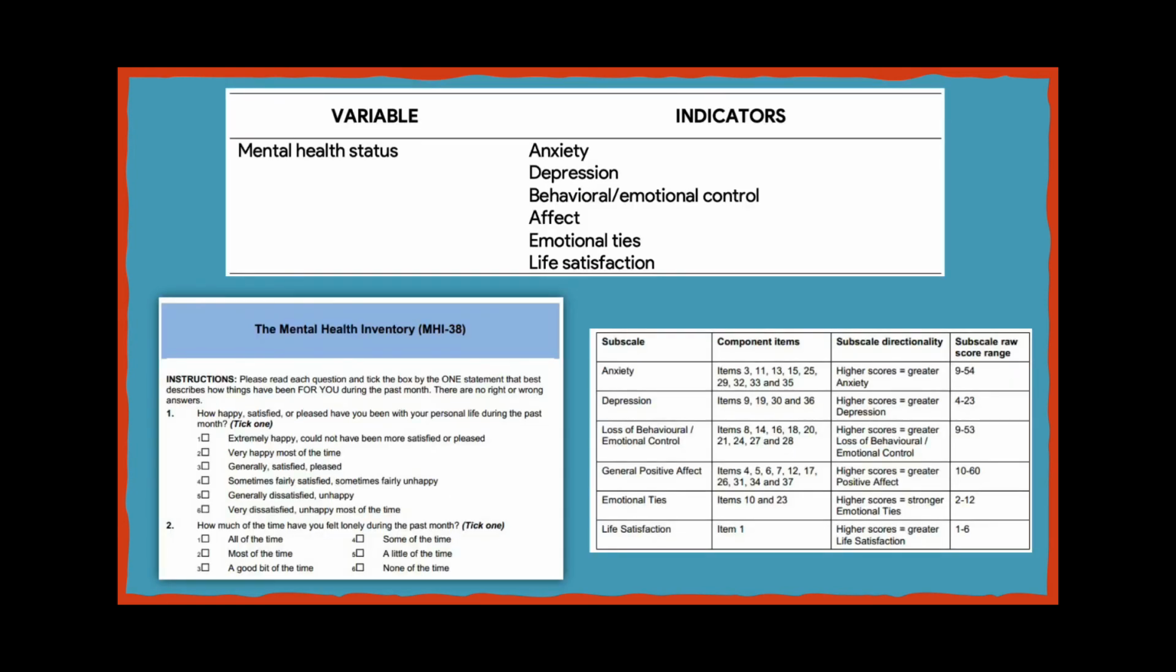And finally, for our last variable, mental health, we made use of a standardized questionnaire. And in the standardized questionnaire, they have already provided the dimensions of mental health status, and it's found here: anxiety, depression, loss of behavioral and emotional control, general positive affect and emotional ties, and life satisfaction. They also have provided how to score each dimension, no? And this is an interval scale, right? Because there's no 0, because the lowest is always number 1.